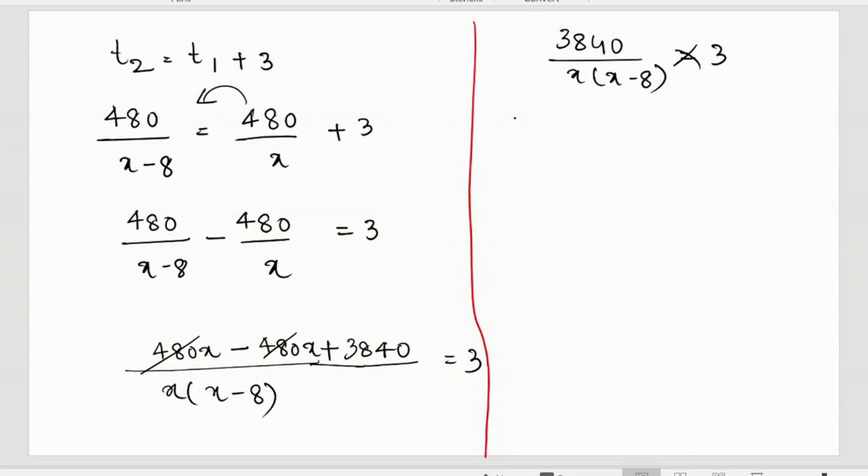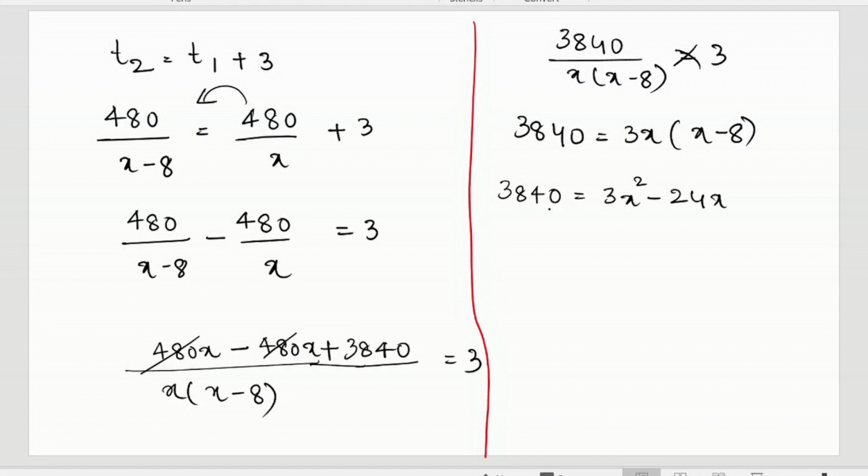Let us do cross multiply. You will get 3840 is equal to 3x into x minus 8. Now let us multiply it. So which becomes 3840 is equal to 3x square minus 24x. So let us get this 3840 to RHS, which is 3x square minus 24x minus 3840 is equal to 0.